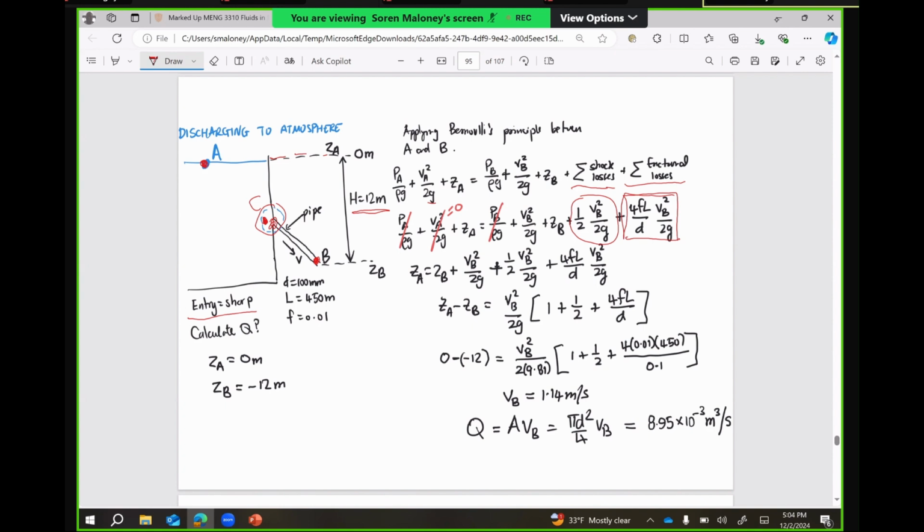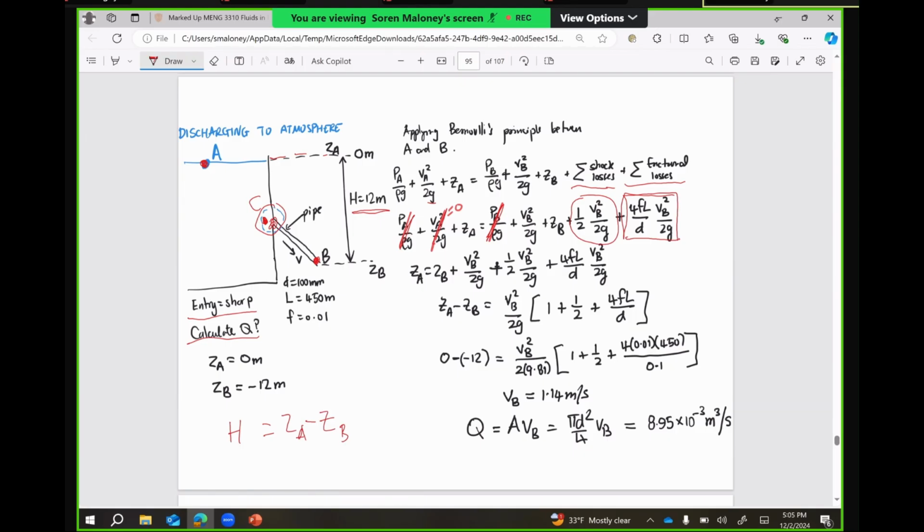Then you can do some elimination. Since A and B are open to atmosphere, our pressures there would be zero. So we can eliminate those. At A, your velocity will also be zero. So you can eliminate some of these expressions, and so you can simplify the expression. So we want to find H, which is actually our Z. No, actually, sorry, we want to find the flow rate here. We want to calculate Q, not H.